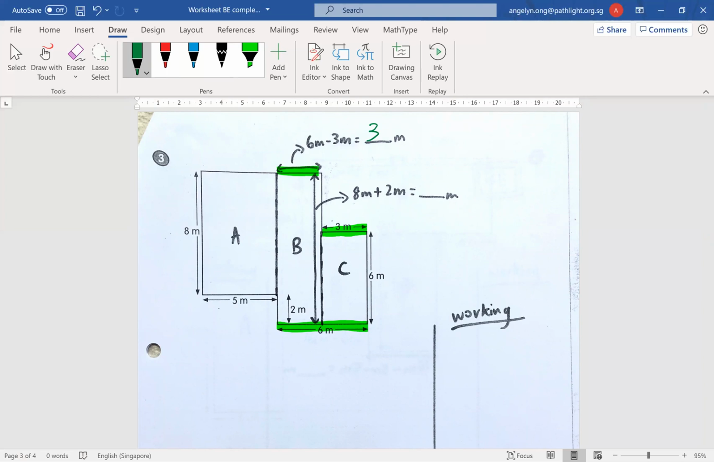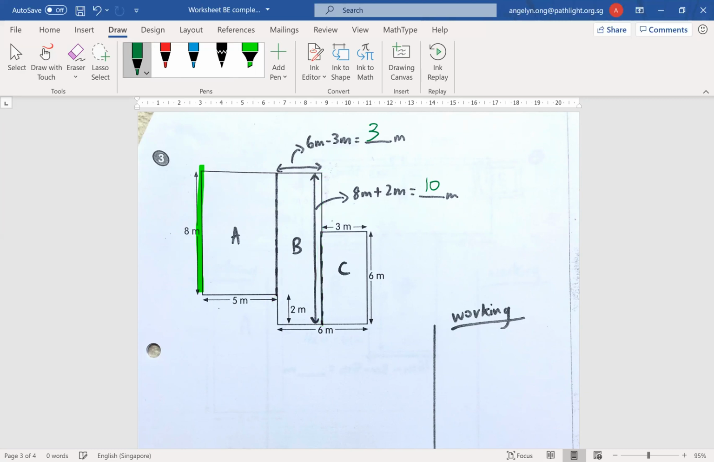Okay, then I want to find this long one here. How do I find out that length? This long one is made of 2 other lengths. This 8 meters and these 2 meters. If I add them up, I can get my unknown's length here. So I take 8 plus 2, and that will give me 10. Okay. So I found all my unknowns.